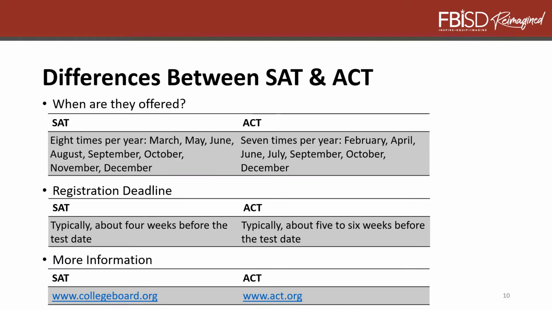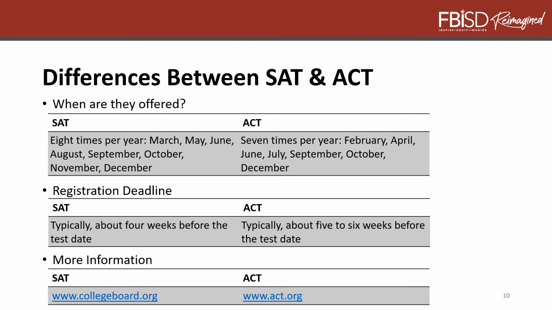When are the assessments offered? The SAT is offered 8 times per year: March, May, June, August, September, October, November, and December. The ACT is offered 7 times per year: February, April, June, July, September, October, December. The current school year, they offered it more times. However, not as many students were able to take it due to COVID-19 and cancellations. We will have to wait and see what the school year 21-22 holds for us for SAT and ACT testing dates.